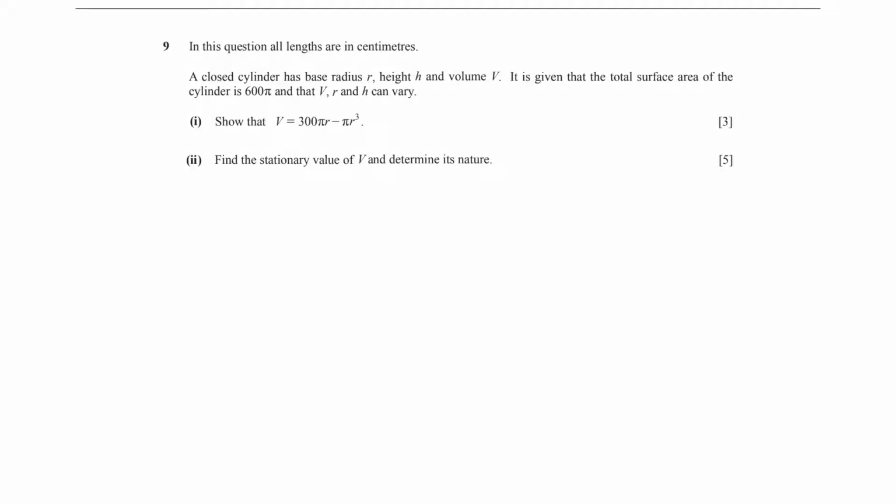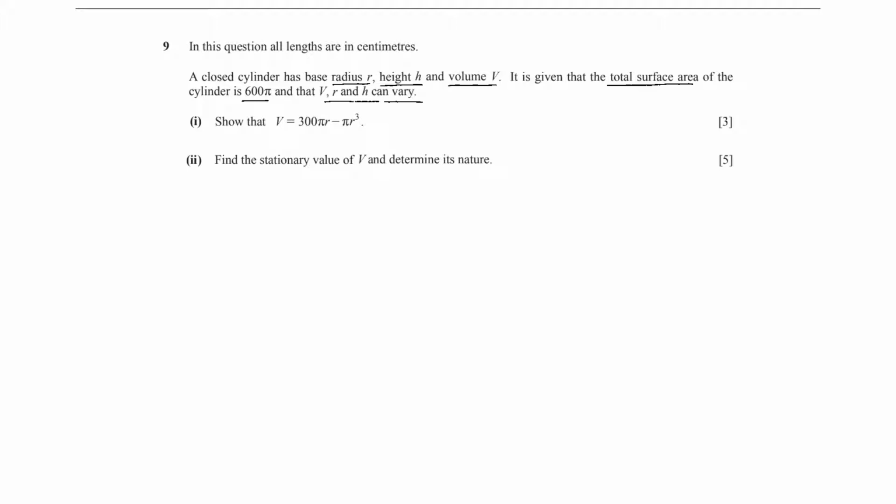This question is from the topic calculus. Here, they say that we have a closed cylinder with base radius r centimeter, its height is h centimeter, and its volume is V centimeter cubed. It is also given that the total surface area of the cylinder is 600 pi and the volume, radius and height all can vary.